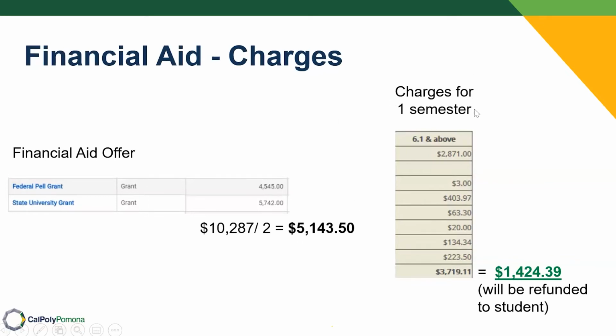Now over here, we're looking at charges that we just saw. And here's the breakdown for a student in more than 6 units. This student is probably in 12 units or more. So when they get their charges for 12 units, for more than 6 units, it's going to be $37.19. When they see how much they're going to be paid out in financial aid, it's $51.43. They will have a surplus of $14.24 and 39 cents. So they will have a refund.